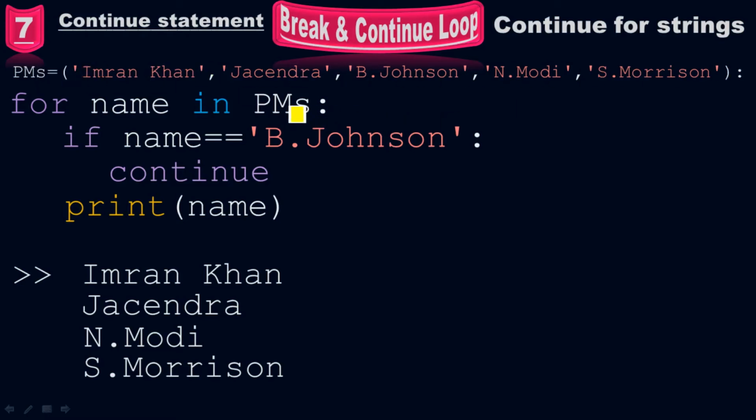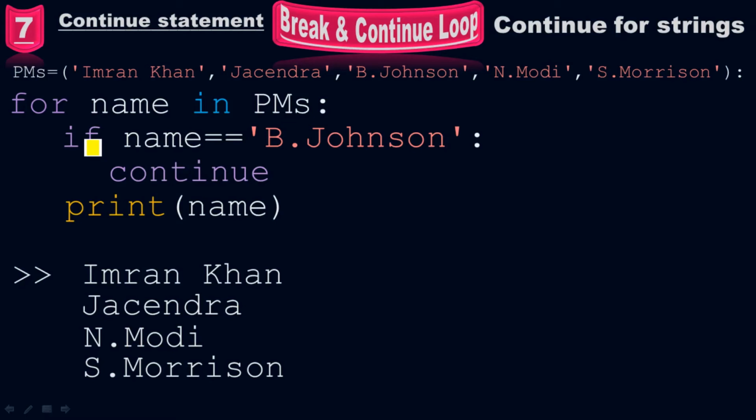I simply put PMs. For name in PMs, what is name? Name is actually the representation of the individual string. The individual string is known by the name. It stands for the individual string: name for Imran Khan, name for Jasendra, and so on. If you put name here, you have to put name. If you put A, you have to put A. If you put N, you have to put N here. Don't forget it.